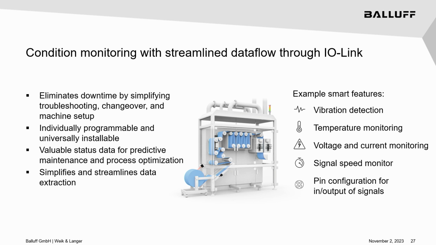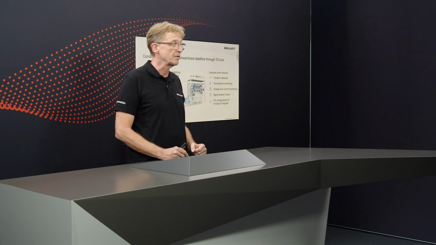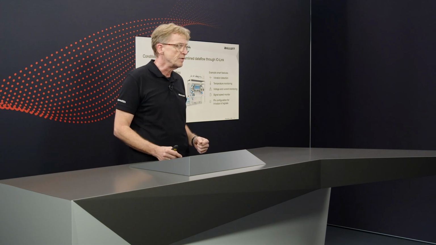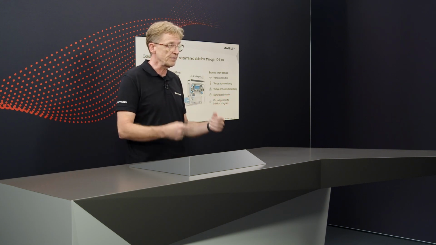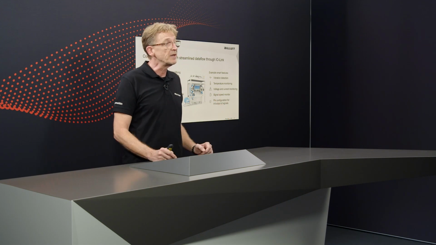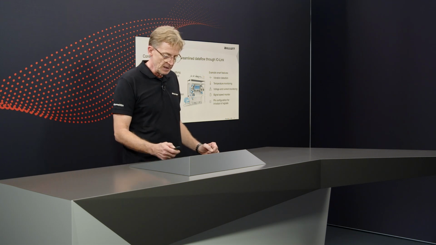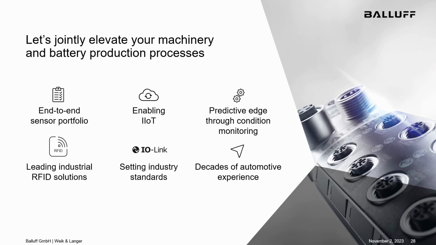Some examples of these additional information here again, like we see the vibration detection, temperature monitoring, voltage and current monitoring, the signal speed monitor, and also the pin configuration. These are only some examples of additional features which are now available in the IO-Link devices. And we have also the humidity monitoring and the inclination and the logic functionality in the devices, and so on and so on. So a lot of functionality which really helps you to increase your efficiency and keep your application running. So that means let's jointly elevate your machinery and battery production processes with IO-Link.